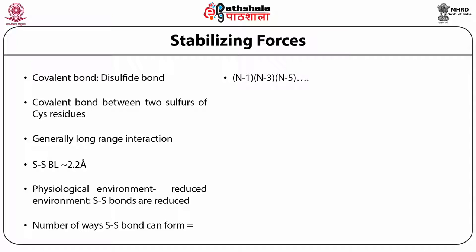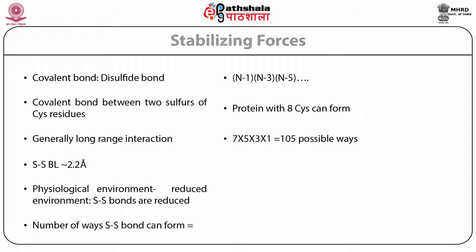And this is a very important question. If you have, let's say, 8 cysteines in a protein, it can form 7 into 5 into 3 into 1. That is 105 conformations. So if you have more cysteines, basically you multiply. If you have n cysteines, you multiply n minus 1, n minus 3, n minus 5, and so on. That will give the number of possible ways this disulfide bridge can be formed.